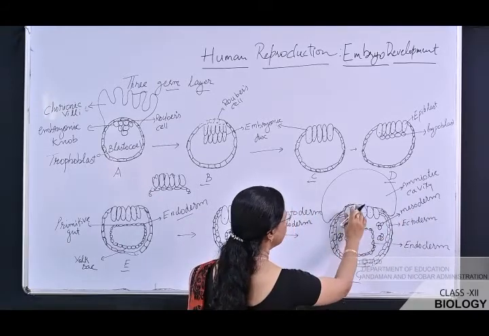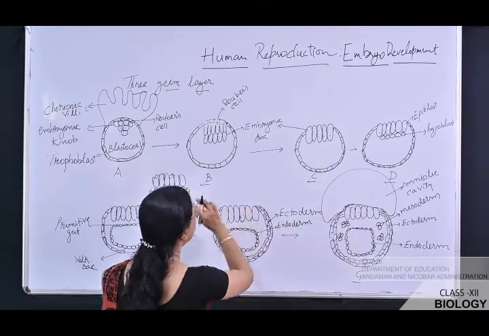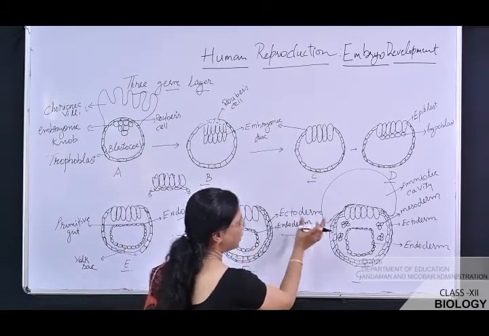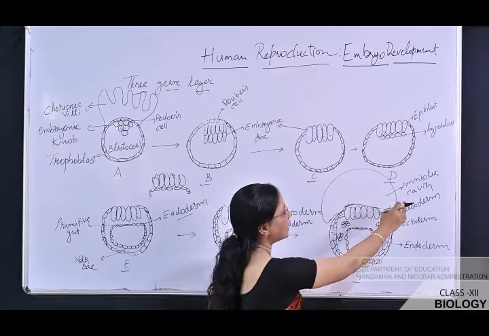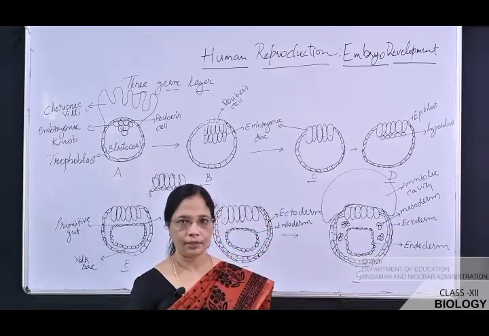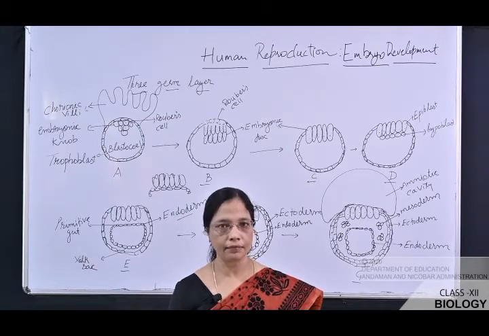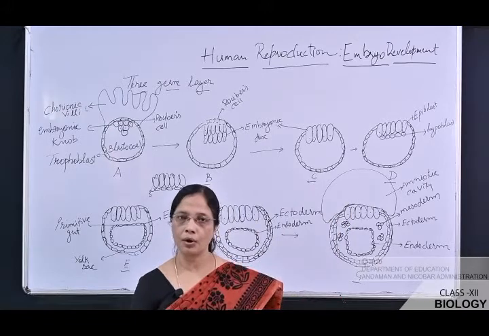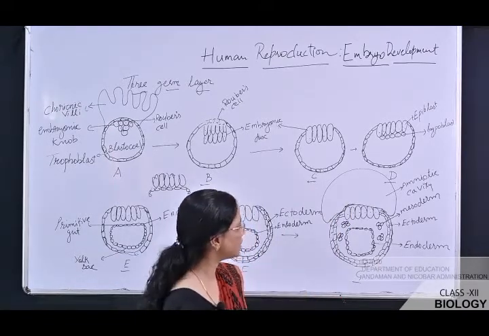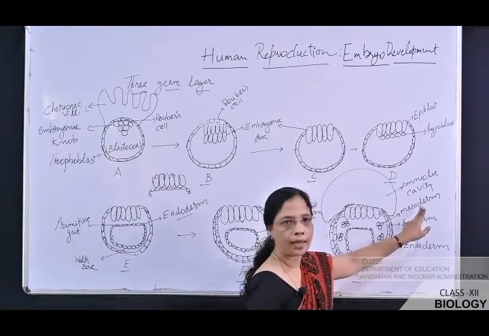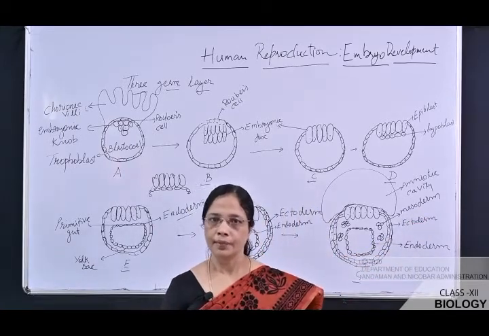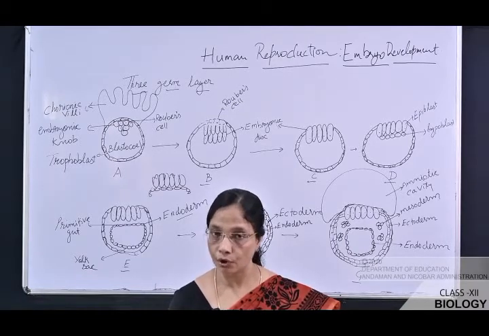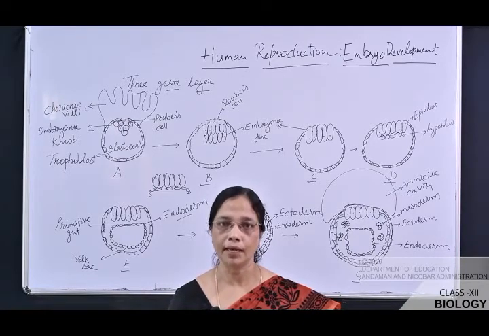Now here you can see a cavity is formed. How is the cavity formed? Due to the disintegration of Rauber's cells. So this cavity increases and it acts as an amniotic cavity. That amniotic cavity is filled with amniotic fluid. It later covers the entire embryo. This is how the three germ layers are formed. Now you can see ectoderm, endoderm and mesoderm. Okay, now we will see the clippings. What are the organs which are formed from the ectoderm, endoderm and mesoderm?